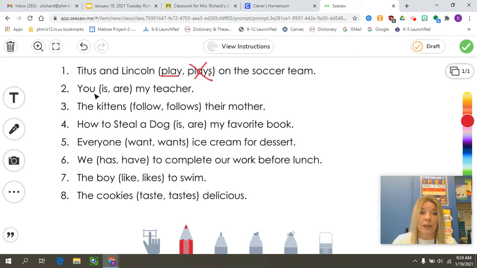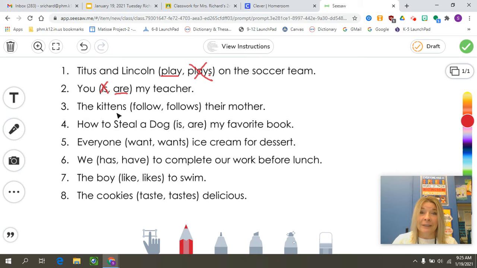Let's try the next one. You blank, remember right here's a blank, my teacher. You is my teacher. You are my teacher. Which one sounds better? Which one, what we call, agrees with each other? You are my teacher, not is.